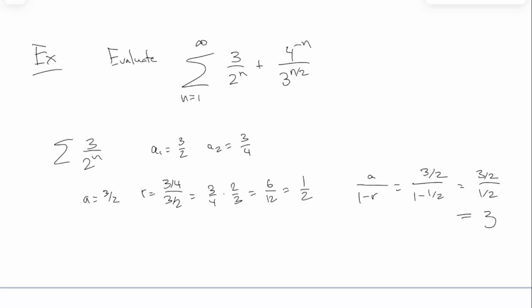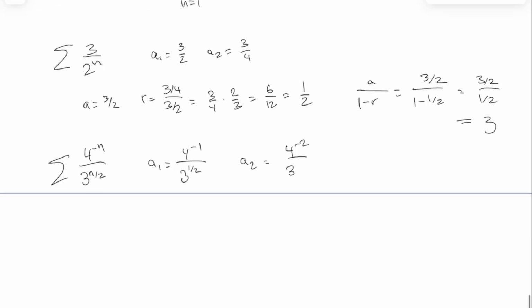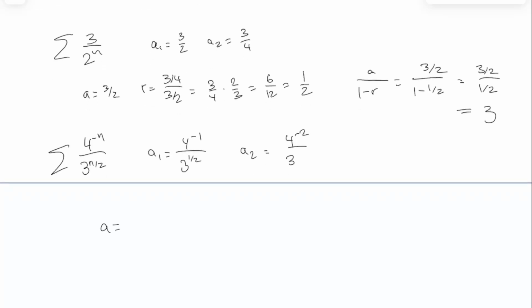And then the second one, 4 to the minus n over 3 to the n over 2. This one's a little more complicated looking. So A1 is 4 to the minus 1 over 3 to the 1/2. A2 is 4 to the minus 2 over 3 to the 1, I guess, right? Just 3 down there. And so my A this time will be 4 to the minus 1 over 3 to the 1/2. You can write that as 1 over 4 root 3, or there's many ways to write that, but you could have just kept it like I wrote it.